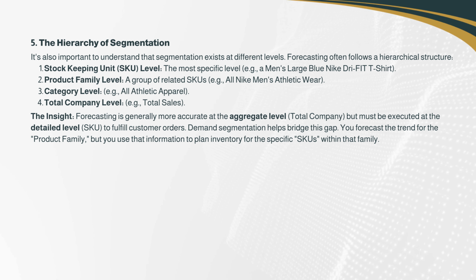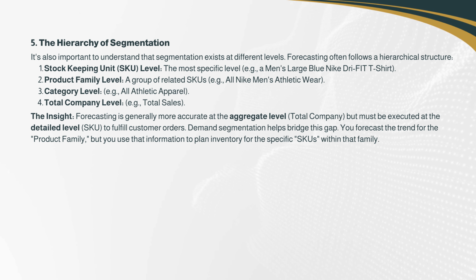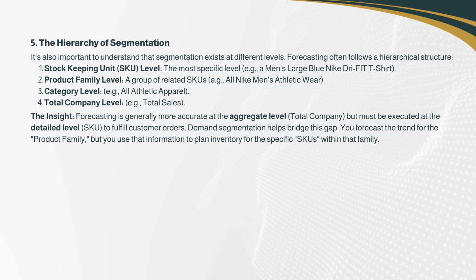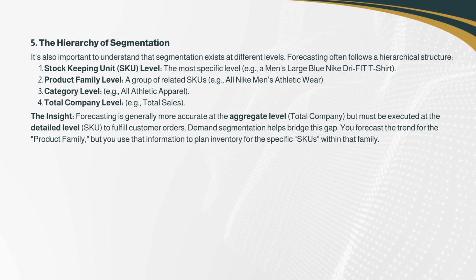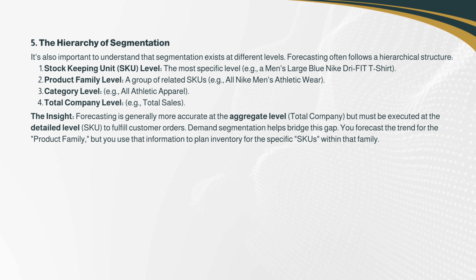The insight. Forecasting is generally more accurate at the aggregate level, total company, but must be executed at the detailed level, SKU, to fulfill customer orders. Demand segmentation helps bridge this gap. You forecast the trend for the product family, but you use that information to plan inventory for the specific SKUs within that family.